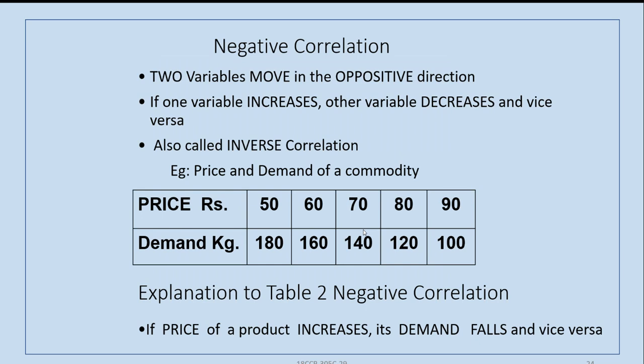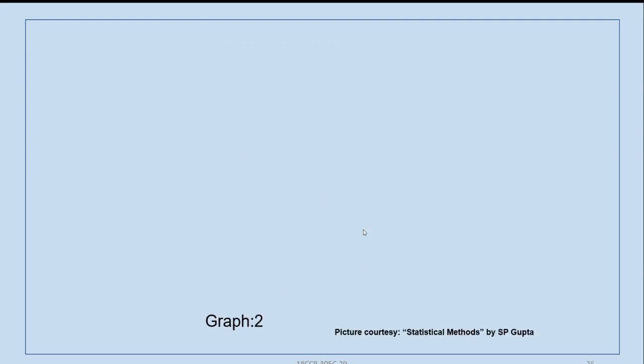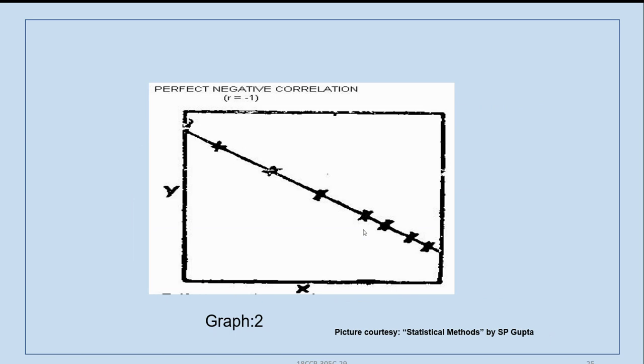Now, negative correlation is when two variables move in opposite directions. One increases, one decreases. Price is increasing, demand is decreasing. That is the meaning of negative correlation. Suppose if you see this, this is negative correlation, right? Increase in y-axis, decrease in x-axis. That is called negative correlation. Increase in x-axis and decrease in y-axis, or increase in both x-axis and y-axis, then it is positive correlation.